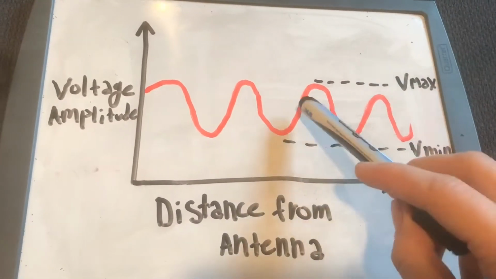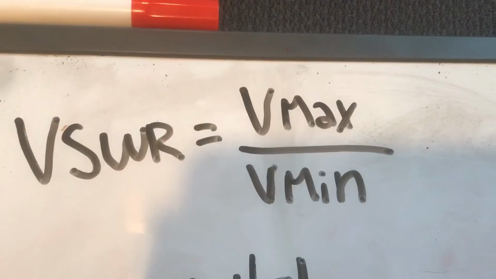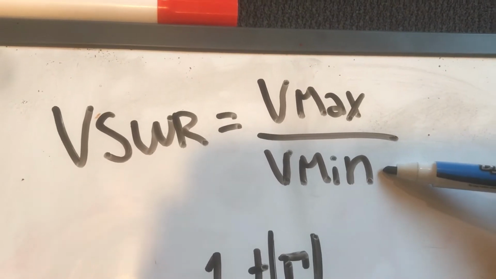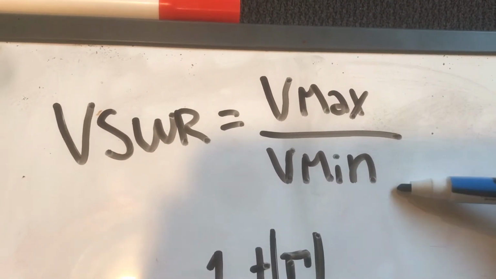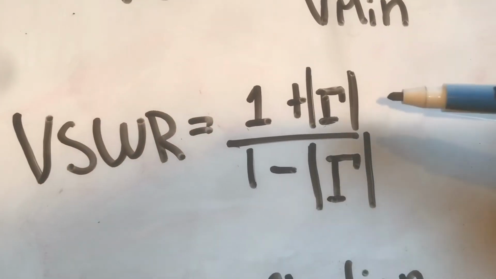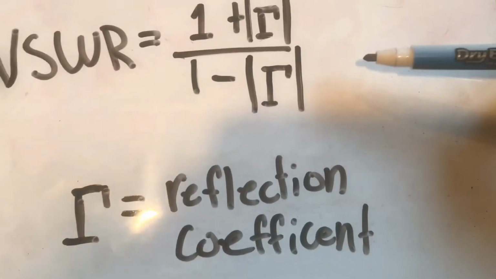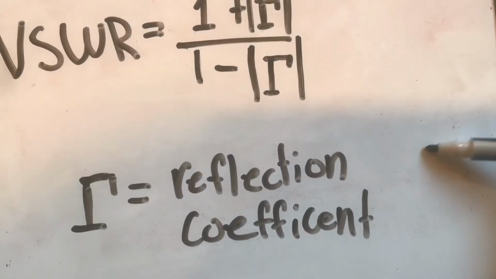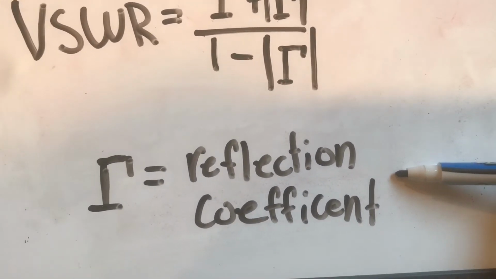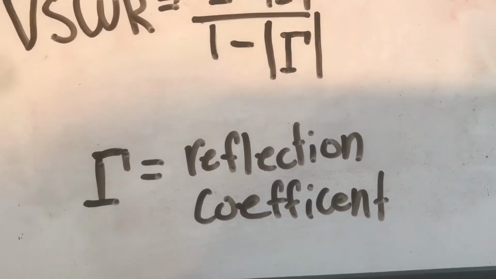VSWR is the ratio of the peak amplitude of a standing wave to the minimum amplitude of a standing wave. So as I was saying, VSWR can be determined by the peak amplitude divided by the minimum amplitude along a standing wave, or Vmax divided by Vmin. In more mathematical terms, this would mean that VSWR equals 1 plus the absolute value of gamma divided by 1 minus the absolute value of gamma, where gamma represents the reflection coefficient. Now the reflection coefficient would represent the power that was not accepted by the load being resent back along that transmission line, creating a standing wave.